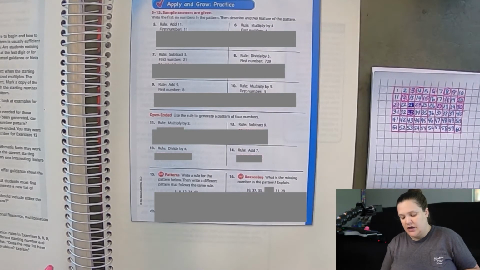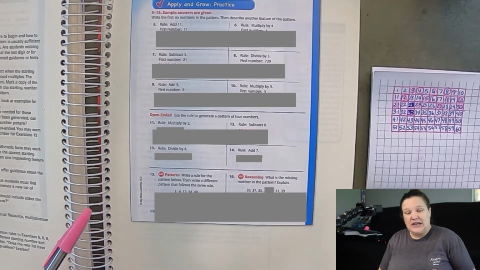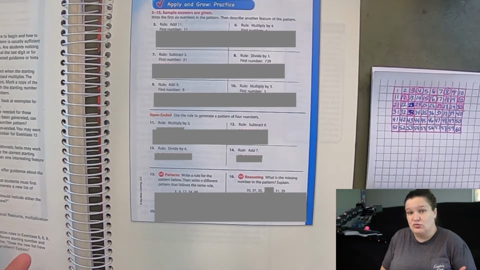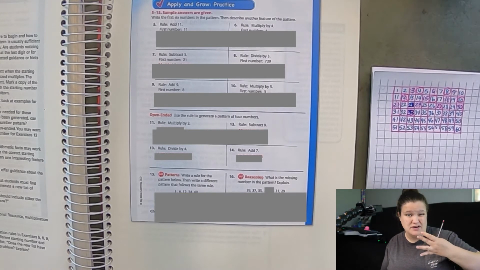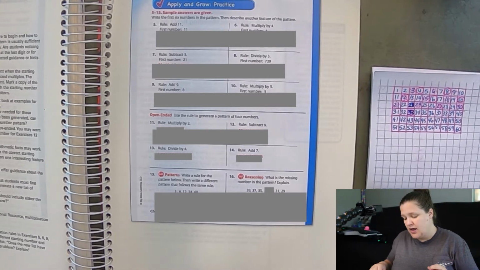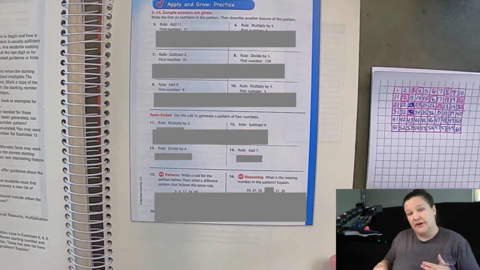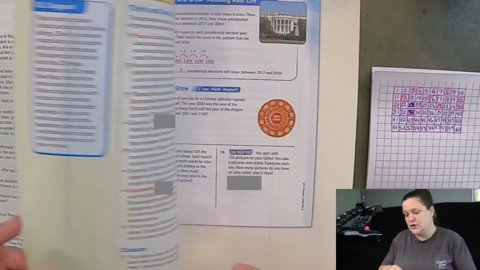So on some of these, you'll be looking at the pattern and trying to figure out what the rule is. So, do they add? Are they subtracting? Did they multiply? Did they divide? Those are your 4 basic functions for math. Figure out what the rule is and find the missing number.